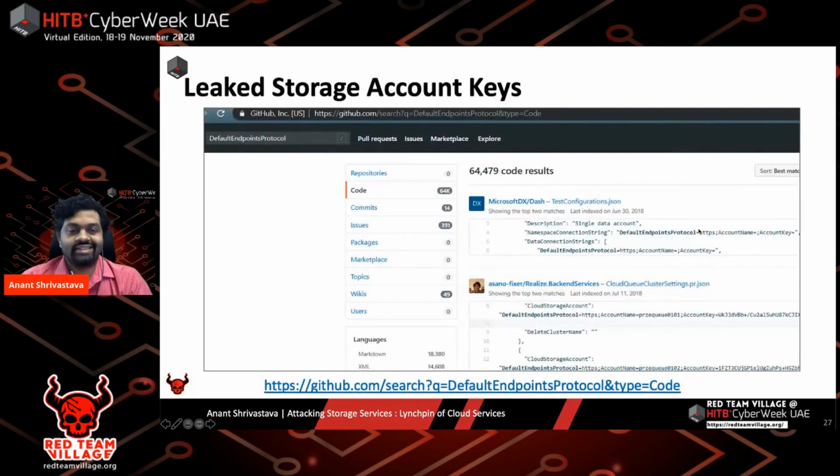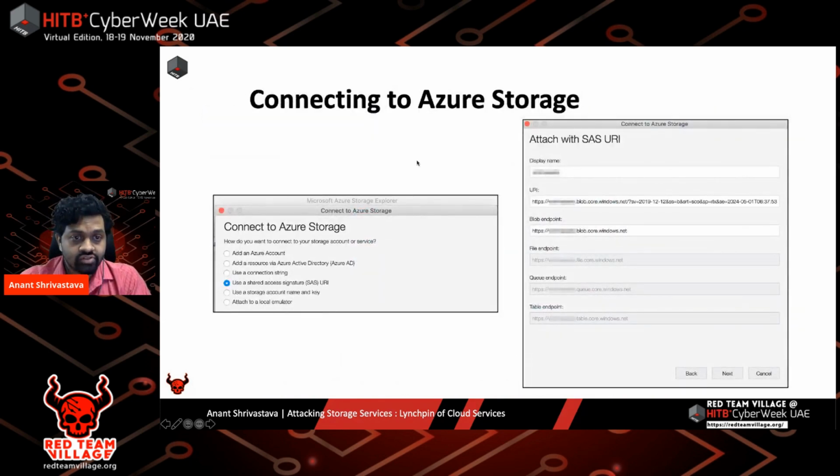Now, I said that these are very popular among developers. Here is an example: 64,479 hits for the DefaultEndpointsProtocol keyword on GitHub alone. Now, what do you do if you have access to a URL like that? You can use Microsoft Azure Storage Explorer, pick the option to use a shared access signature or SAS URL, and provide the URL there. It'll autofill all the other ingredients.